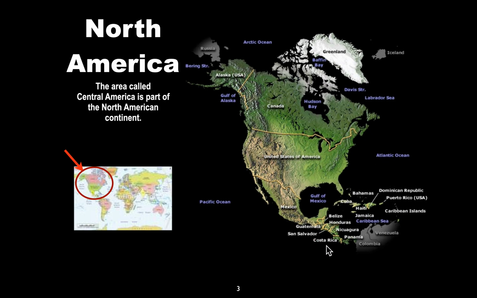This is where there are many smaller countries like Guatemala, Nicaragua, Panama. There are also many islands down here: Haiti, Dominican Republic, Cuba, Jamaica, Puerto Rico, which is part of the United States. So all of this is North America.